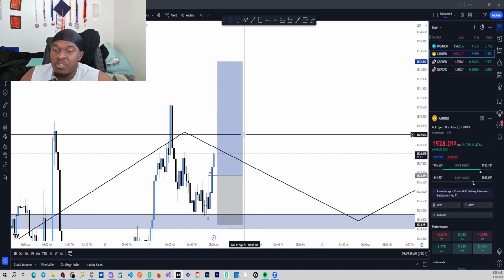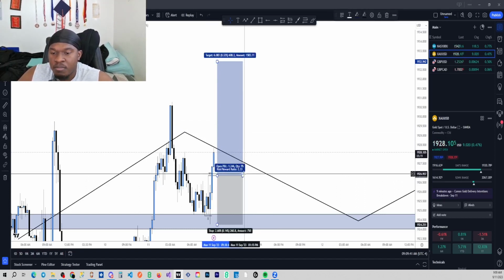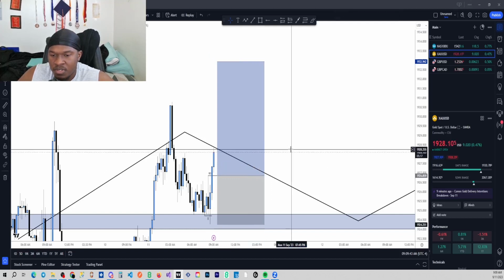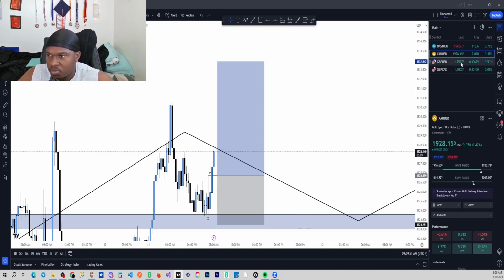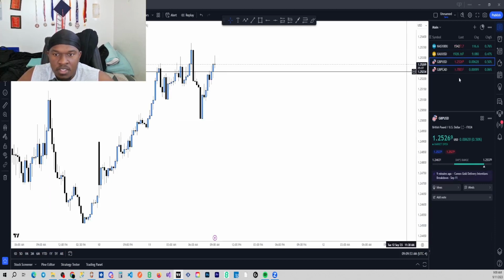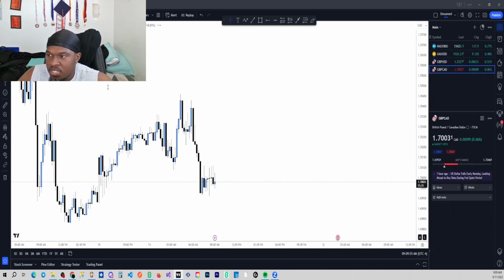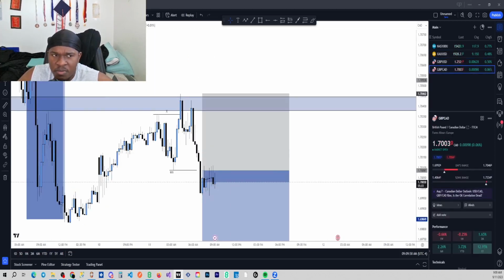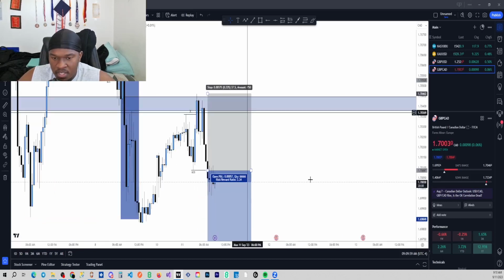Now, this setup's not guaranteed to win, but based on my back testing, based on the data that I've collected over the past couple of years that I've been trading, I know that this plan works in the long term. So that's all I'm doing. I'm just sticking to the plan. I will see you guys in a little bit whenever the market decides to move, because it's been consolidating for a bit now.